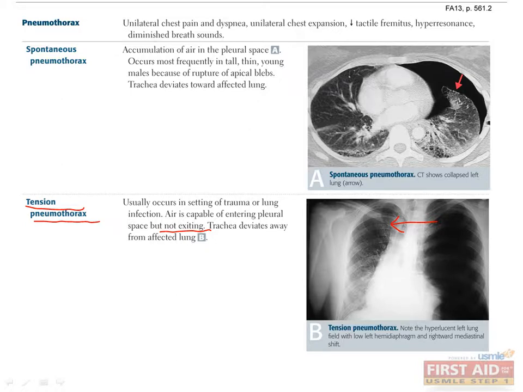If the patient is in severe distress or looks unstable, what would you do next? You have to do a needle decompression immediately, even before you can confirm the diagnosis. So if they ask you on the boards, reach for the needle first, then get the chest x-ray later.